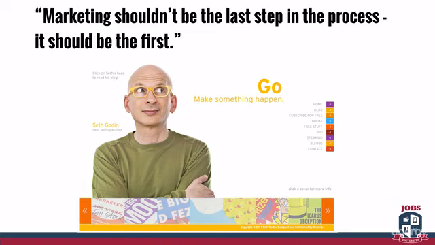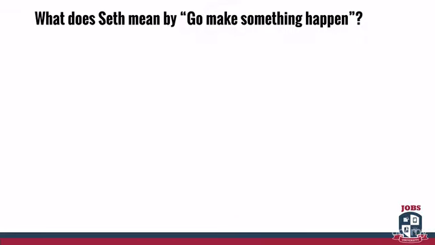Engaging in marketing activities even before the product is built can tell organizations a lot about the product's viability and how it should be best designed. Seth Godin sums this up with a call to action on his website: go make something happen. So what does he mean by this? What does Seth mean by go make something happen? This is what I think he means.